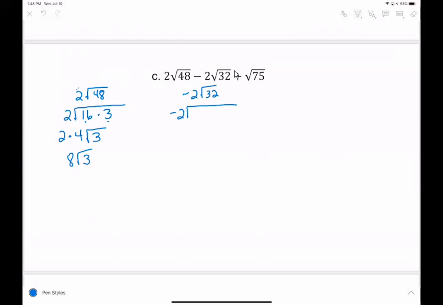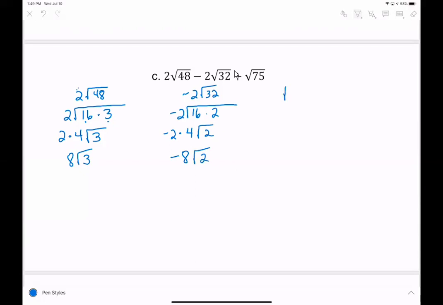32 contains the largest perfect square factor is 16. 16 times 2. I'm going to bring my -2 down again. I'm going to do the square root of 16 again, which is 4. And then I'm going to leave the 2 under the radical because it's prime. So -2 times 4 will give me a -8 with the square root of 2.